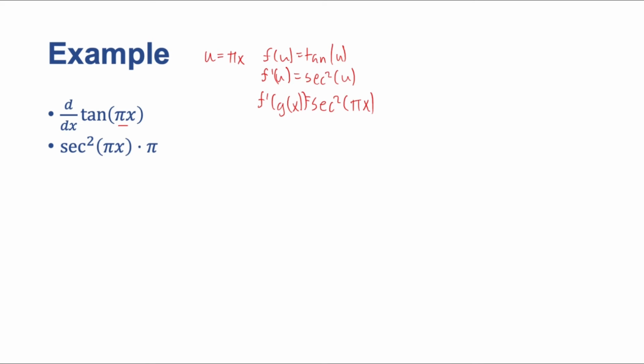Let's do another. All right, so we're going to take the derivative of the sine of the cotangent of x. So our u, or g of x, is going to be cotangent of x. That means f of u will be the sine of u, and then f prime of u will be cosine of u.